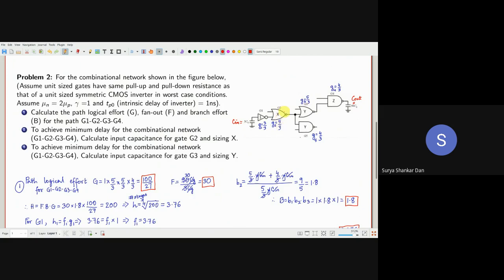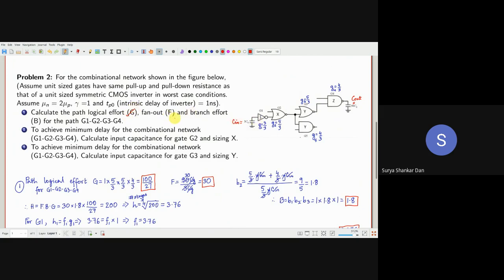Okay. So anyway, coming back to this problem, what is the path logical effort? 3 by 3 into 5 by 3 into 5 by 3, that is G3, into 4 by 3. That gives you 100 by 27. Very good. That is basically done with this G, path logical effort.